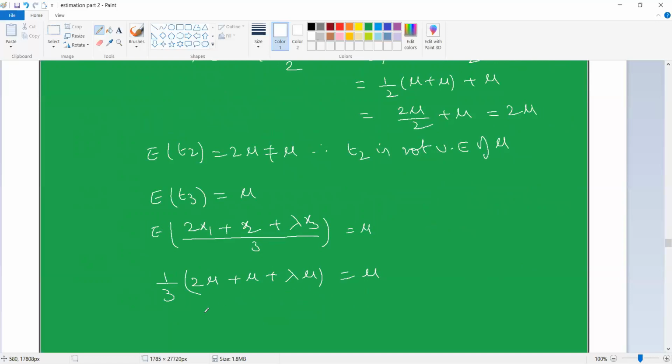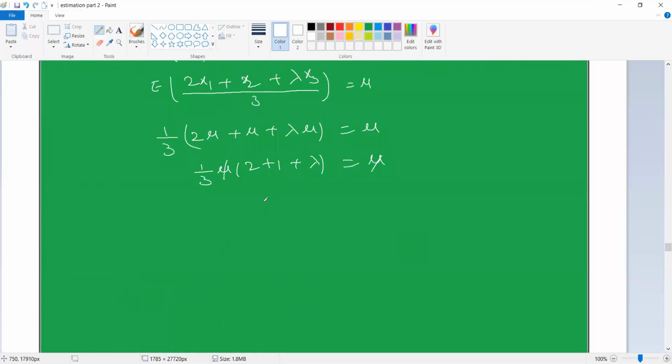Mu is a common factor on both sides, so 1 by 3 mu is taken outside: (2 plus 1 plus lambda) is equal to mu. Mu cancels. So (lambda plus 3) by 3 is equal to 1, so lambda plus 3 is equal to 3. Therefore, lambda is equal to 0.